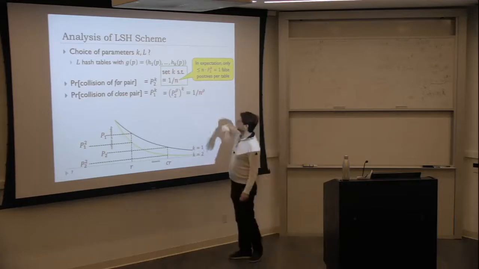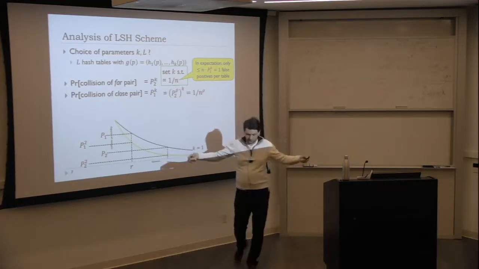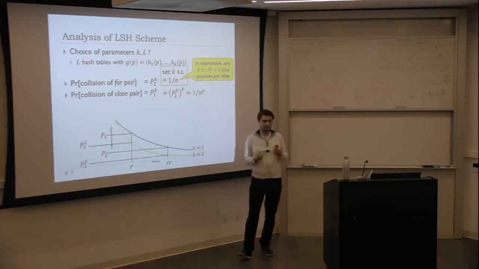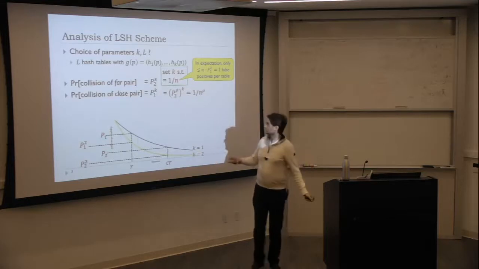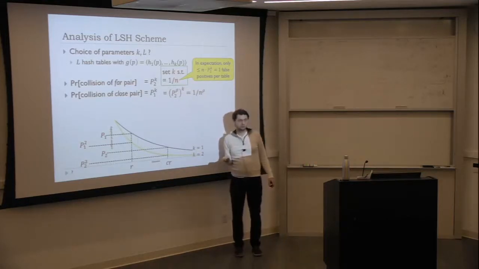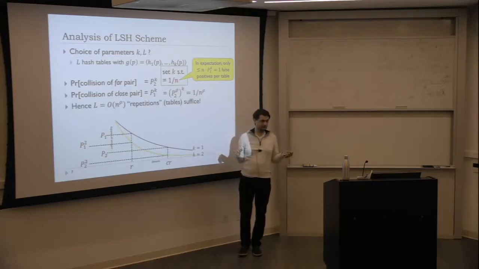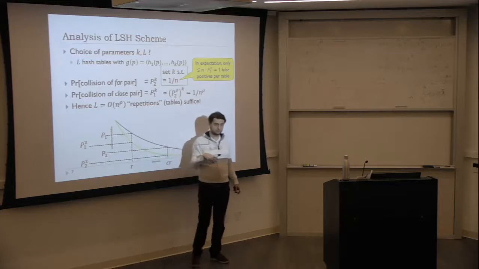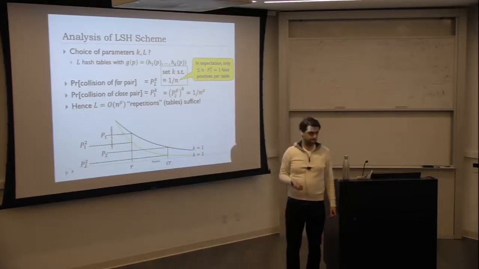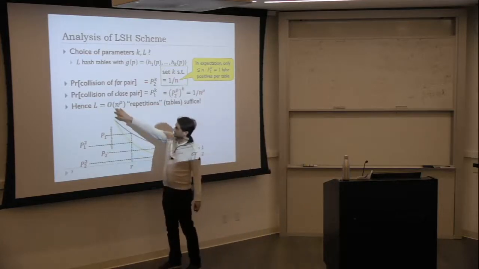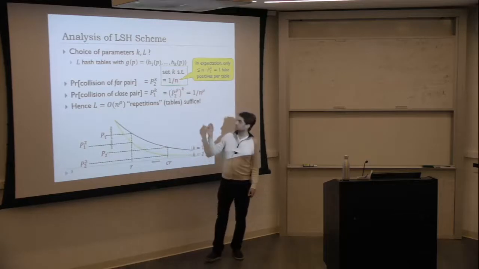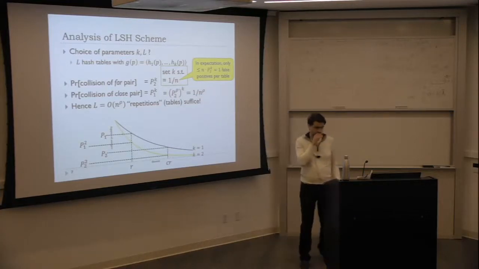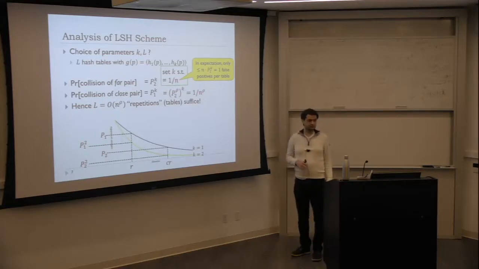This is how many hash tables we need. If we were to use just one hash table, then the expected number of false positives is a constant that we can iterate over and filter out. At the same time, the probability that a close pair is in the bucket, and hence success, is 1 over N to the power rho. It's an admittedly small probability, but we can repeat this one hash table experiment order of N to the power rho times, and this will boost the success probability to some constant. So as long as we take the number of hash tables to be N to the power rho, these independent repetitions boost the success probability to a constant. That's pretty much the proof of why LSH works.